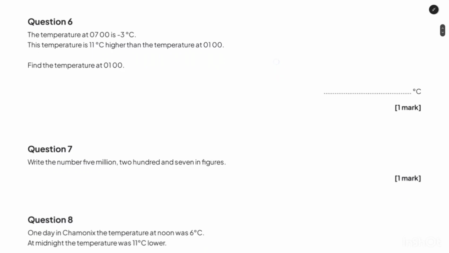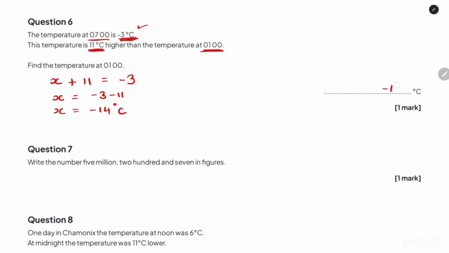Next question, sixth one. The temperature at 7 o'clock is minus 3 degrees Celsius. The temperature is 11 degrees higher than the temperature at 1 o'clock. So earlier the temperature was, let's say, X, and then it increased by 11 degrees Celsius. Then it became minus 3 degrees Celsius. Listen to me very carefully. Earlier at 1 o'clock the temperature was X degrees Celsius, and then it increased by 11 degrees Celsius and became minus 3 at 7 o'clock. So X, the temperature at 1 o'clock, is minus 3 minus 11. So that is minus 14 degrees Celsius. So the temperature at 1 o'clock was minus 14 degrees Celsius.